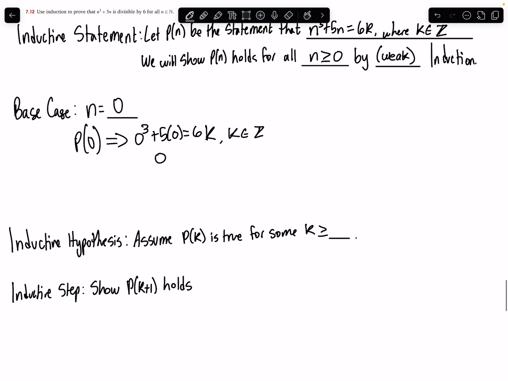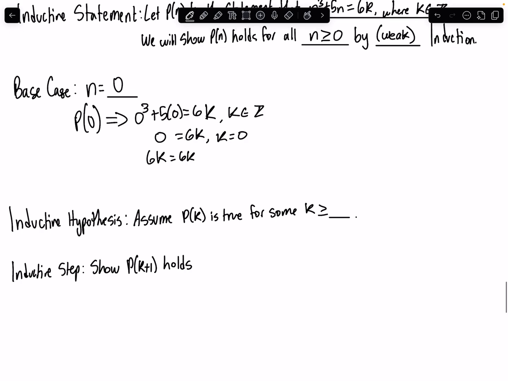So we can clearly see 0 cubed plus 5 times 0 is 0 equals 6k. So in this case, we just need to say k equals 0. And then we can rearrange the left side to say 6 times k equals 6 times k, because 6 times 0 is 0, and therefore a multiple of 6. So 0 is divisible by 6. So our base case works.